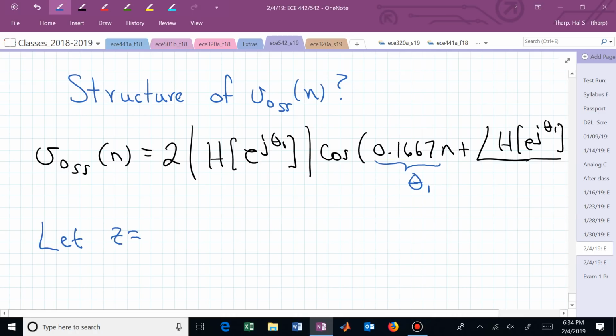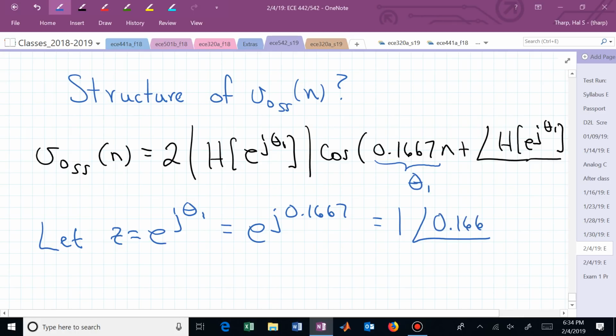So now we're letting z equal e to the j theta 1. That's e to the j 0.1667, or what's the magnitude of that complex number? E to the j theta has a magnitude of what? 1. Because cosine squared plus sine squared is 1, isn't it? So now we have a magnitude of 1, and what's the angle? 0.1667 in radians.